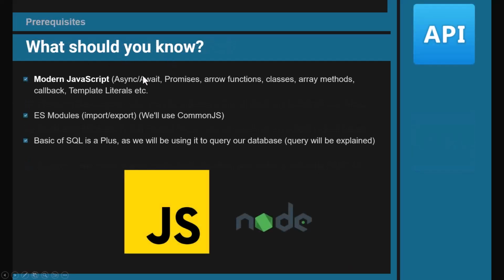What should you know before embarking on this course? The minimal requirement for you to follow along in this course is modern JavaScript. You should understand modern JavaScript features like async await and promises. We will be making use of async await and promises a lot in this course. Arrow functions are also advisable. Classes, array methods, callbacks, template literals. You should also be familiar with array destructuring and object destructuring.